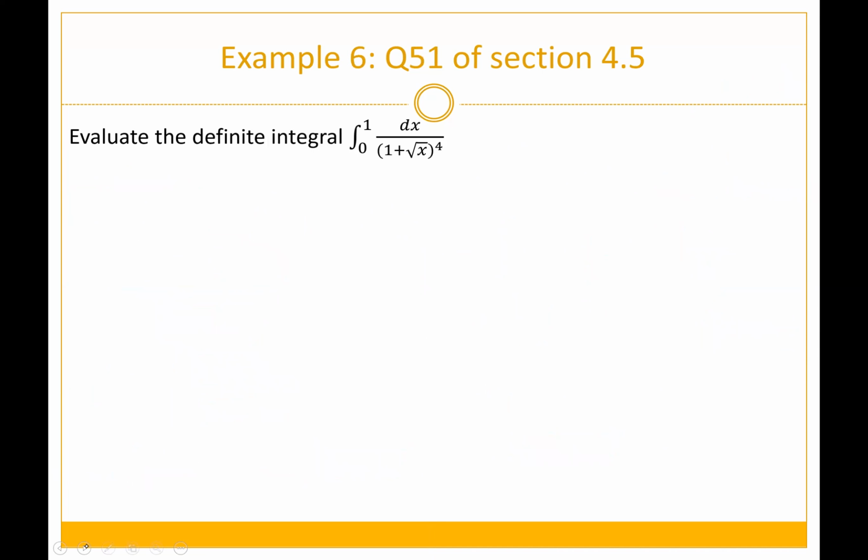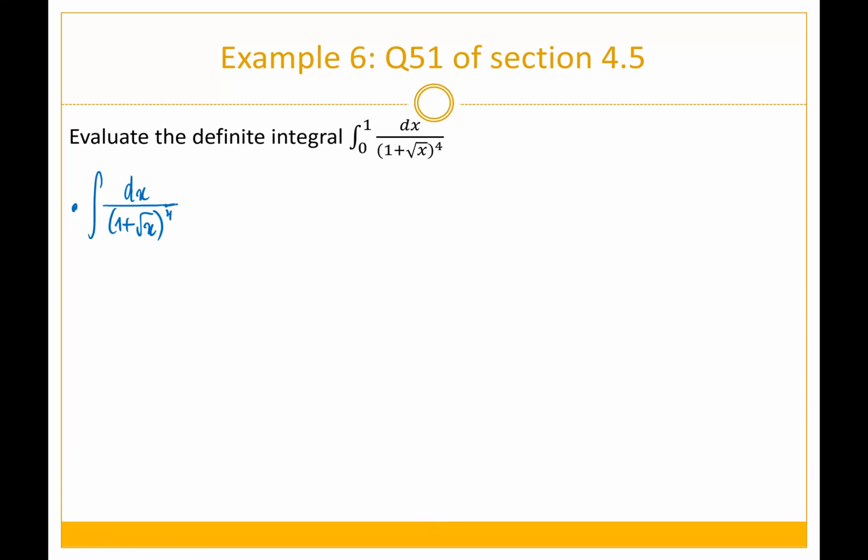Now we have example 6. It's question 51. Evaluate the definite integral. So the first thing is always trying to find the indefinite integral and then just plug in. So I would say first I would try to find the integral of dx over 1 plus square root of x to the 4th.